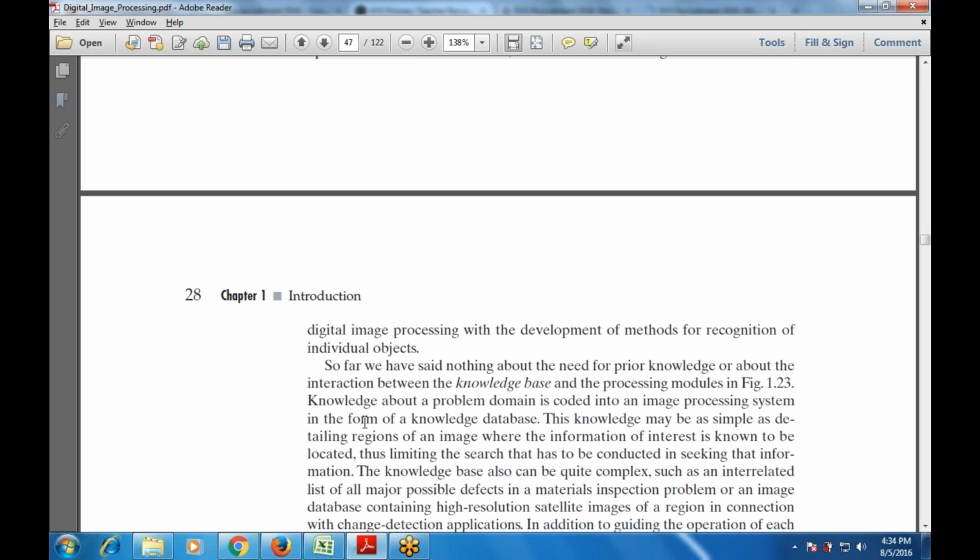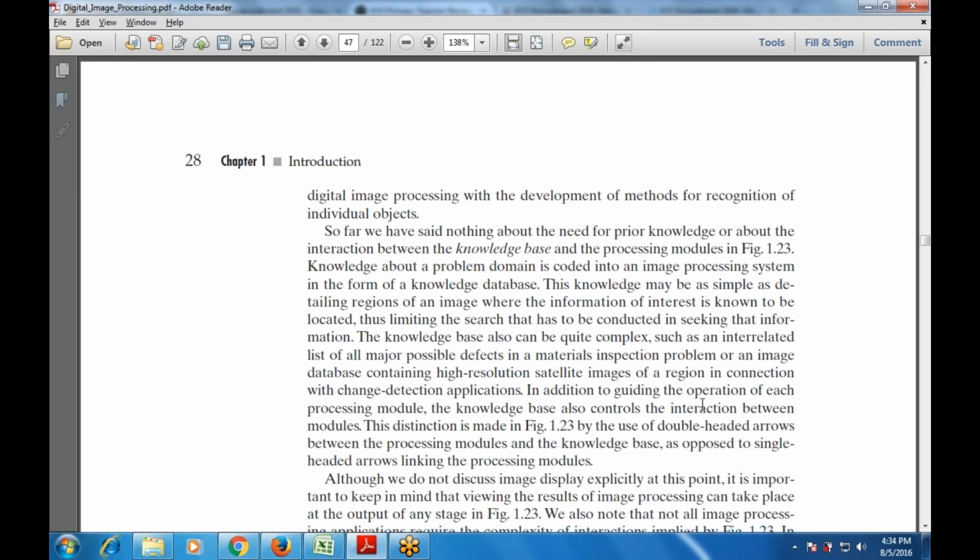And the knowledge base can be quite complex, such as an interrelated list of all the major possible defects, or a database containing high resolution satellite images, that is used in connection with change detection applications. And in addition to guiding the operations of each processing module, the knowledge base also controls the interaction between the modules, that is the use of double-headed arrows between the processing modules and the knowledge base.